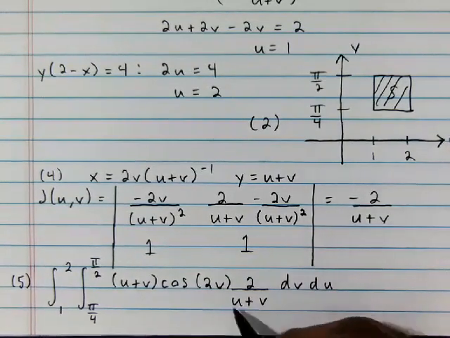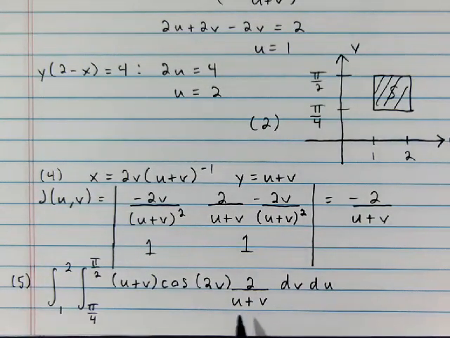And notice the Jacobian actually makes our integral a lot easier because this and this cancel with one another. All right, so I'll stop this video here and then we'll do another example from 14.8 in our next video.